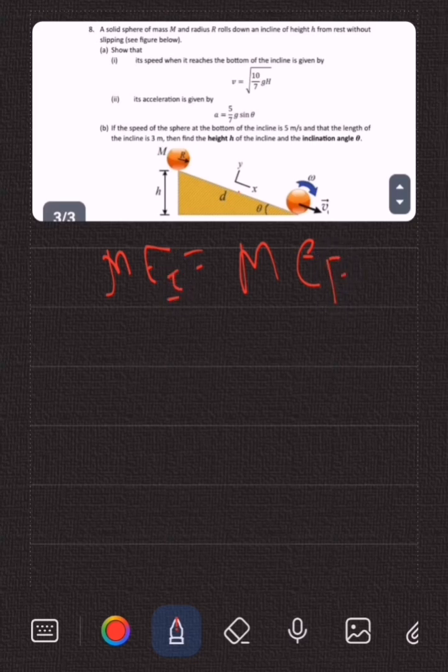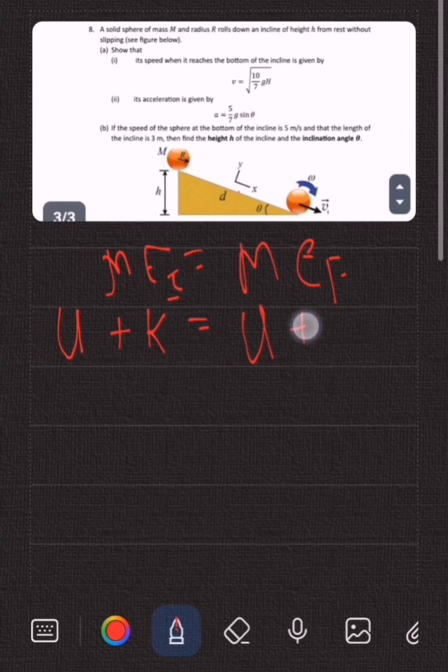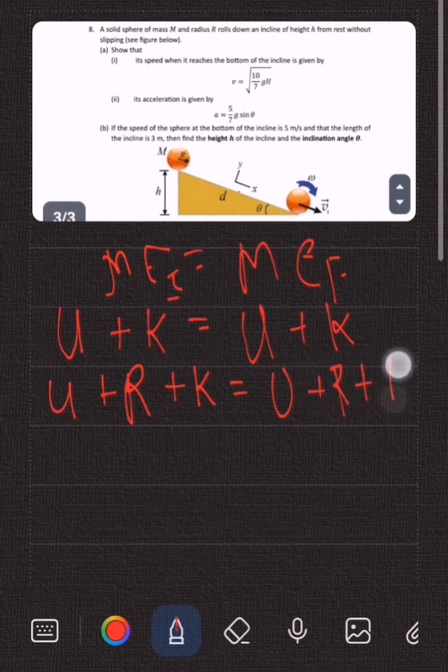To start off with this initial and final, the mechanical energy is simply potential energy U plus kinetic energy K. Now the potential energy stays as potential energy, but the kinetic energy can be split into rotational and translational. The same on this side, so U plus K rotational and then plus K translational.